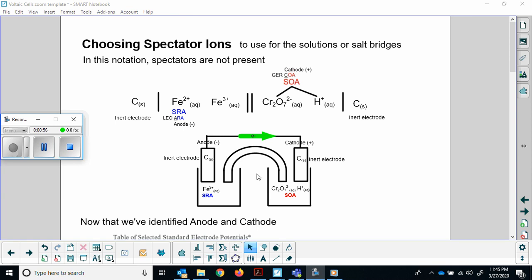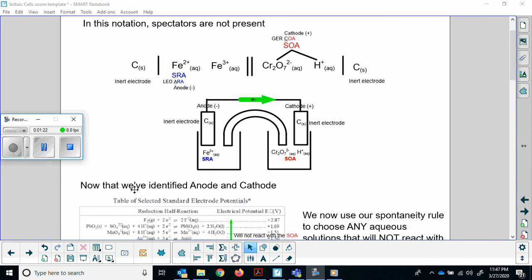Now, there's an imbalance of charge. The anode side is more positive. The cathode side is more negative. This is where the salt bridge comes in. The salt bridge ions provide the solution to the problem of imbalanced charges.